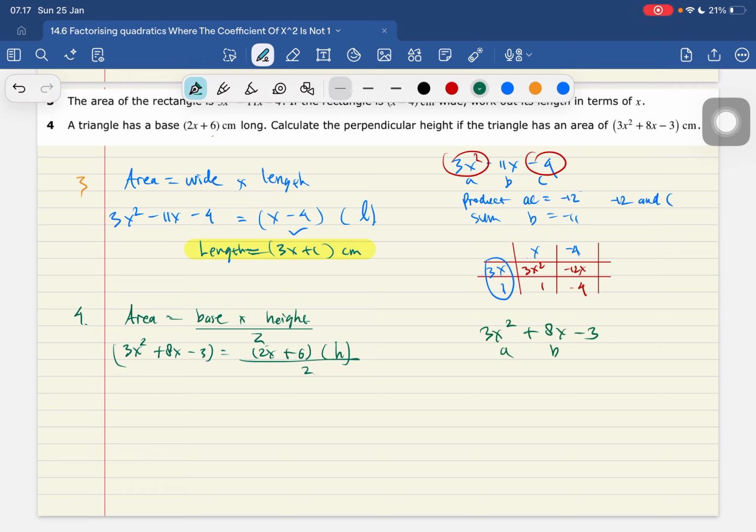So this is a, b, and c. We need to find the product of ac, which is minus 9, and the sum b, which is 8. So we've got here 9 and minus 1. So you write it into the table.